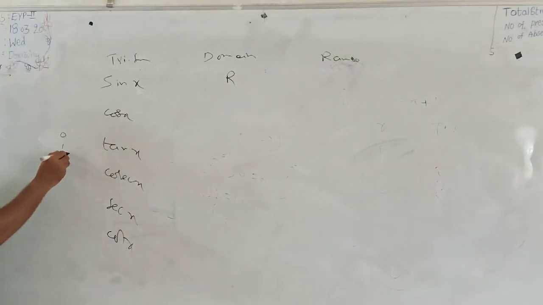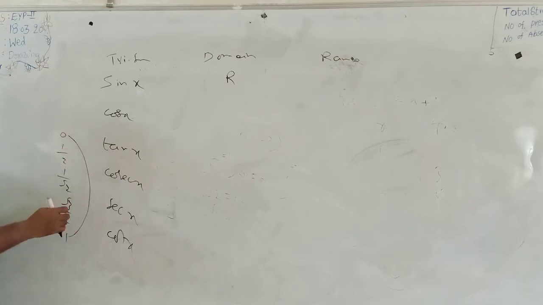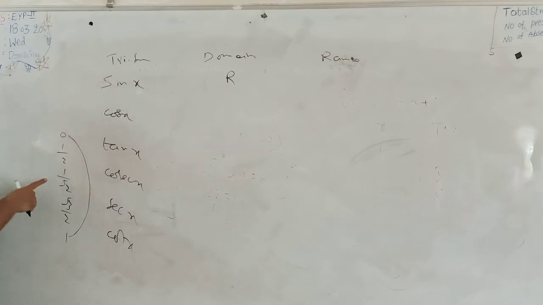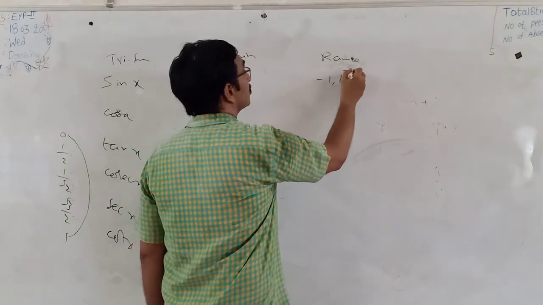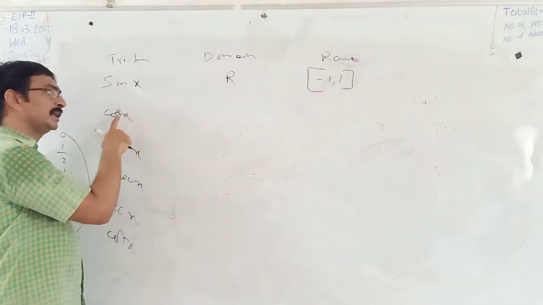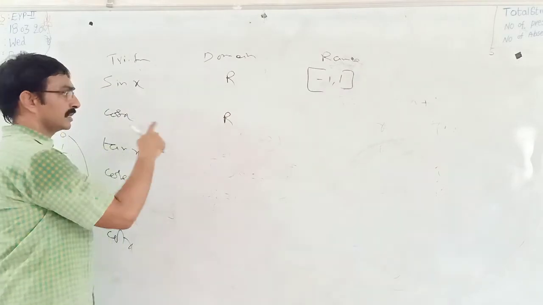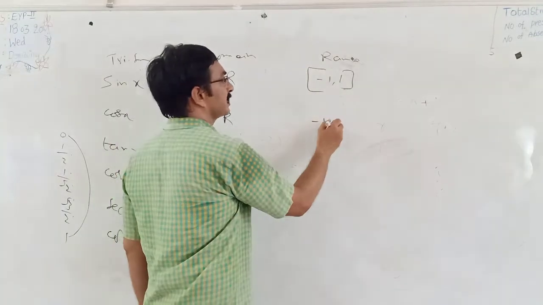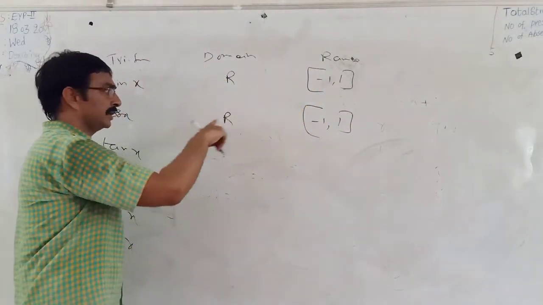Sin 0 is 0, sin 30 is 1 by 2, sin 45 is 1 by root 2, sin 60 is root 3 by 2, sin 90 is 1. See, it lies between 0 and 1 when x lies in the first and second quadrants. In the third and fourth quadrants, the values -1 by 2, -1 by root 2, -root 3 by 2 lie between -1 and 0. So, the range of sin x is the closed interval -1 comma +1. Similarly, cos x is also defined for any real value of x. So, the domain of cos x is R. For all x belonging to R, cos x values also lie between -1 and +1. So, the range of that one is -1 to +1.